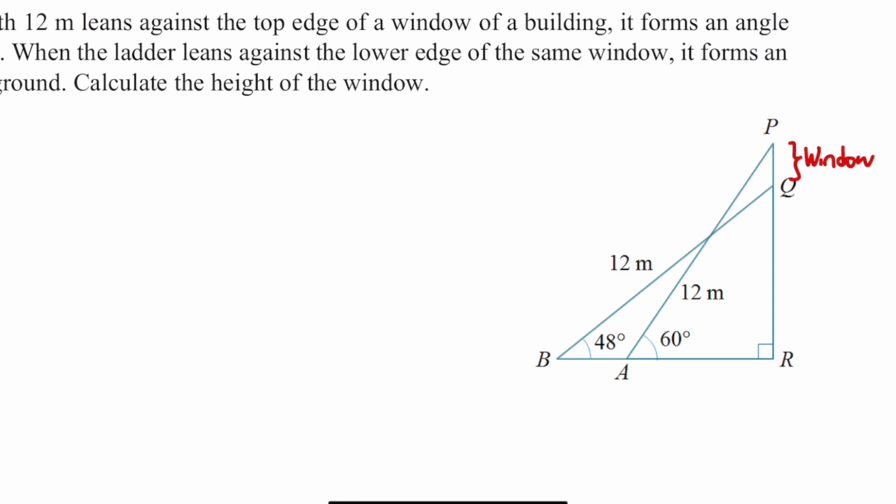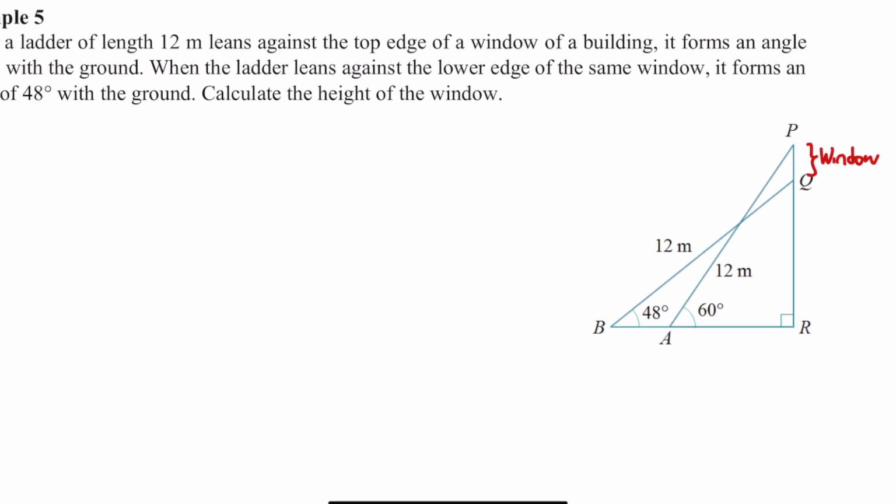In order to find this length of PQ, obviously you can see I must find the length of PR minus the length of QR. So let's do it step by step. Maybe I start with the big triangle first, the one that has the 60 degree angle, which I highlight in yellow first. This triangle over here.